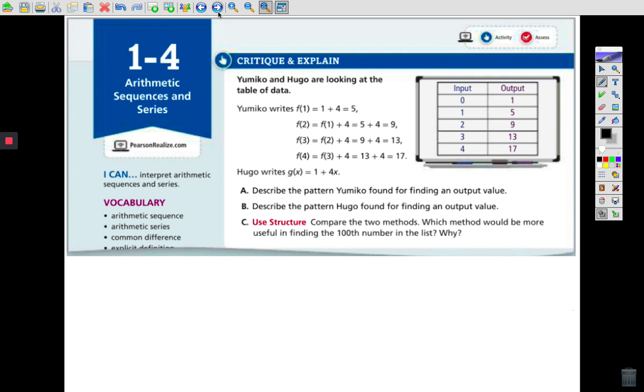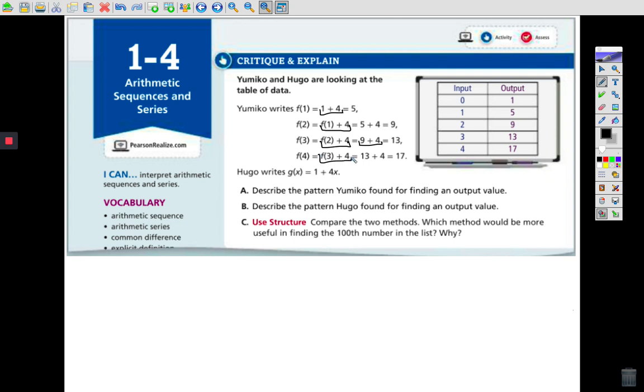Umiko and Hugo are looking at the table of data. Umiko writes f of 1 is equal to 1 plus 4, which is equal to 5. f of 2 equals f of 1 plus 4, which is 5 plus 4, so that equals 9. So he's taken each individual step and added it to the other. Do y'all see that?